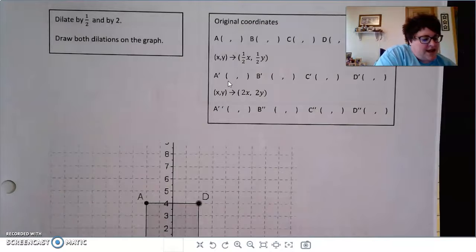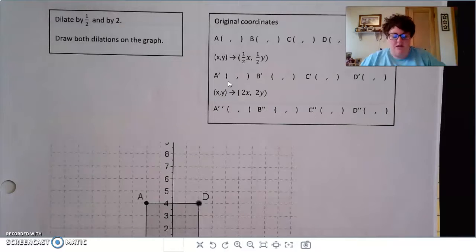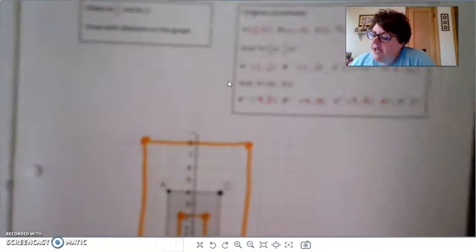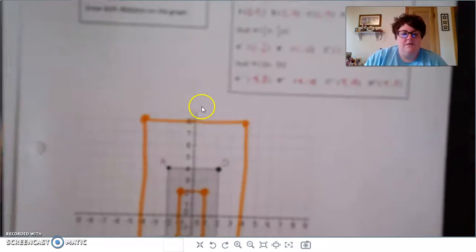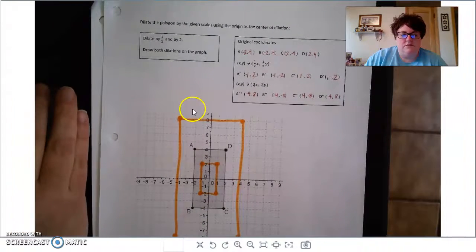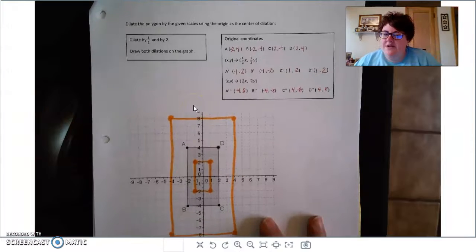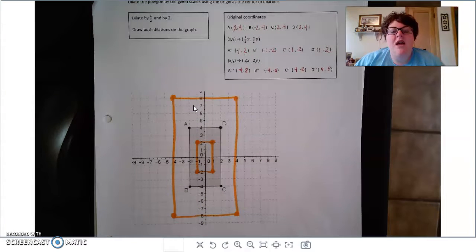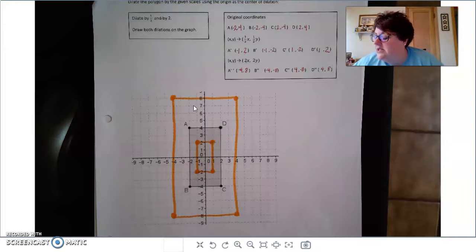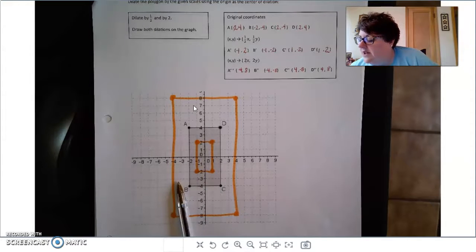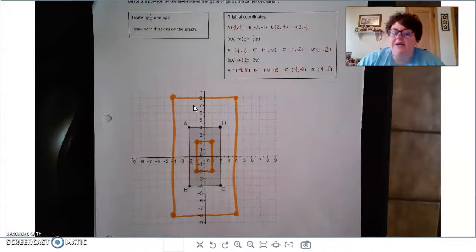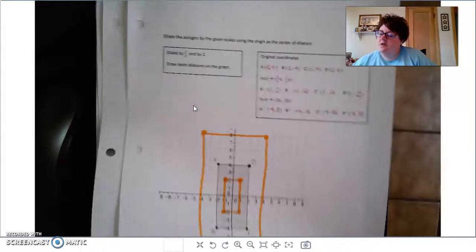What you should have, after you have done your calculations and dilated by 1/2 and dilated by 2, so multiplied by 1/2 or multiplied by 2, is this. You should get a rectangle that is twice as big, and a rectangle that is half as big. So that's one of the dilations that you can work on.